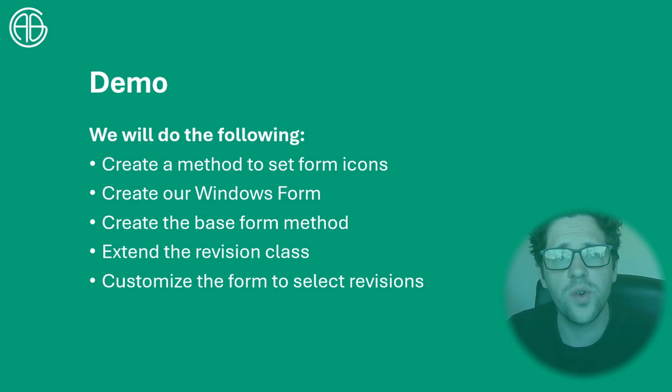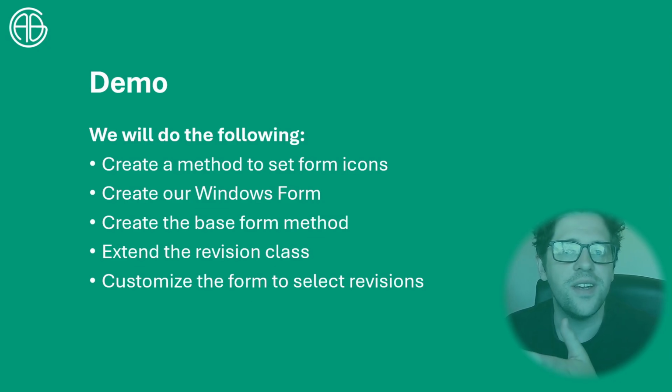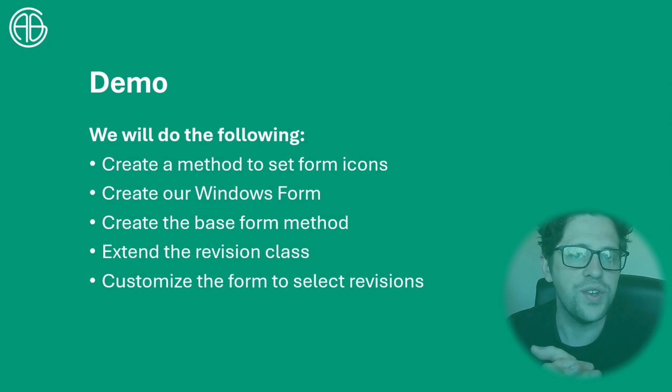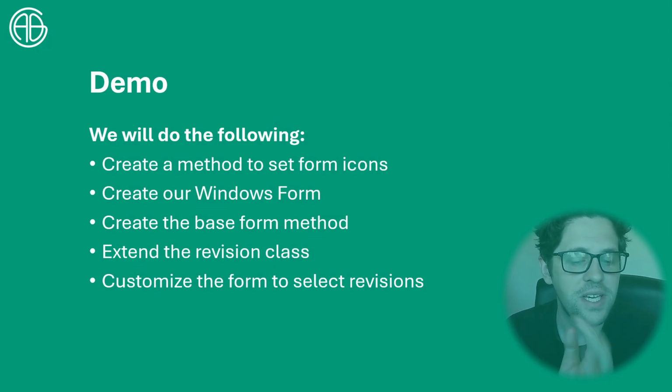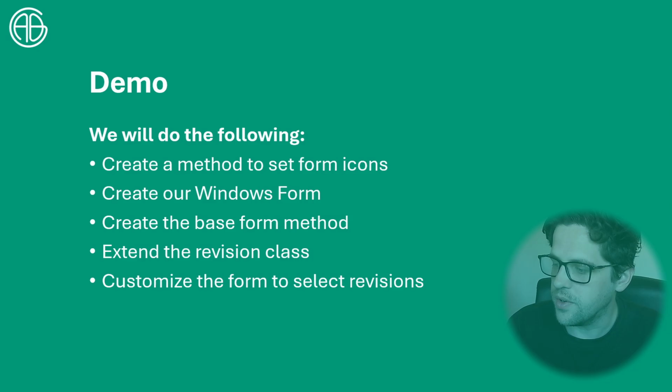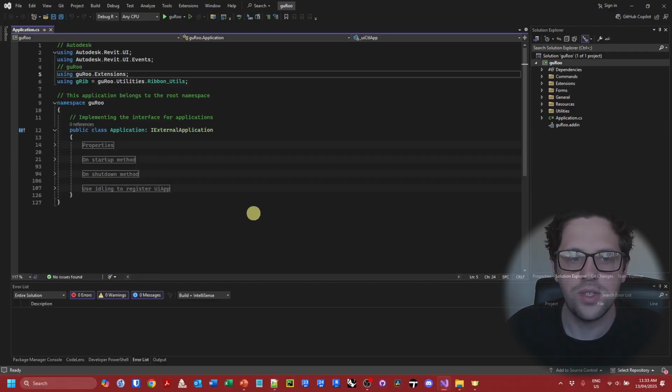As well as this, we're then going to create our Windows form using the visual editor, and then actually create the base method that we use to call this form and process its outcomes using the form results class that we've used previously. We're then going to extend the revision class in our toolbar so that we can have a name for a revision, so a simple name creator. And then finally, we're going to customize the base form into a customized form that will focus on the selection of revisions. So without further ado, let's jump in to our toolbar.